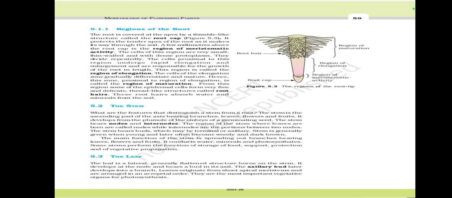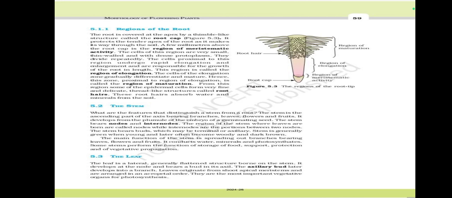The cells of this region are very small, thin-walled, and with dense protoplasm. They divide repeatedly. The cells proximal to this region undergo rapid elongation and enlargement and are responsible for the growth of the root in length. This region is called the region of elongation. The cells of the elongation zone gradually differentiate and mature.